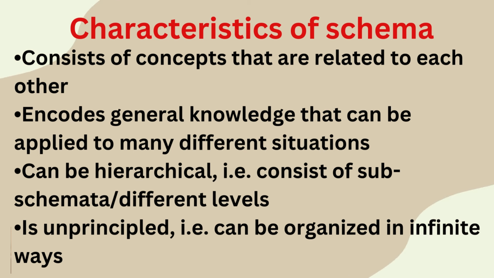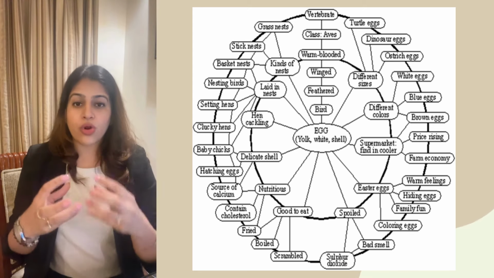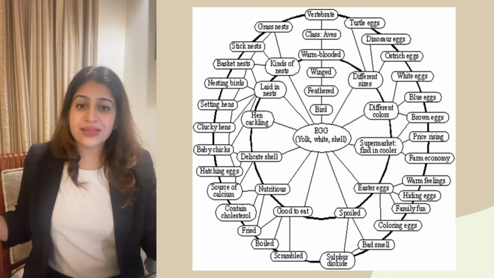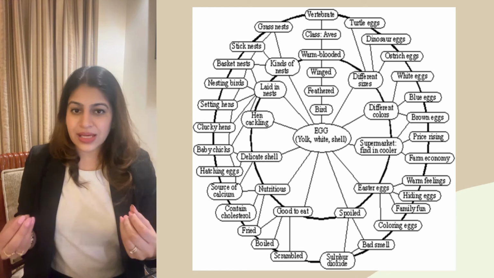See this wheel, these are the characteristics of schema. If you look at the wheel, there are a lot of concepts written here, and they are all related to each other. So basically it consists of concepts that are related to each other. It encodes general knowledge that can be applied to many different situations. It can be hierarchical, that is, consist of sub-schemata, different levels. It is unprincipled, that is, it can be organized in infinite ways. So what we are trying to say is that every particular object can come under different schemas and it can have subcategories, sub-levels as well. For example, let's take an example of an egg.